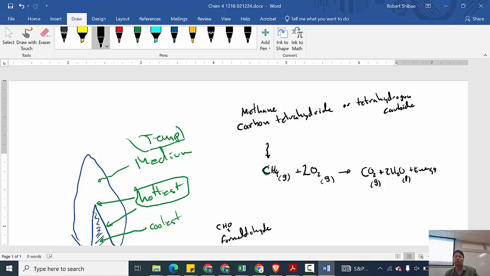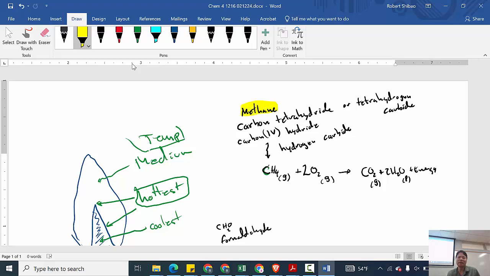Now, which one we use depends on the order that the elements are written here. And so we typically use the first one, carbon tetrahydride, or carbon Roman numeral 4 hydride, or hydrogen carbide. We could name them using all of these, but we want to come up with a name that everybody can use, and that name would be methane.